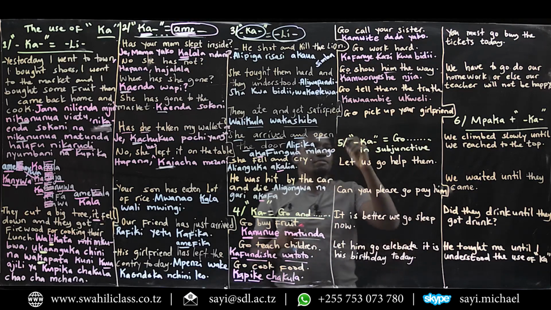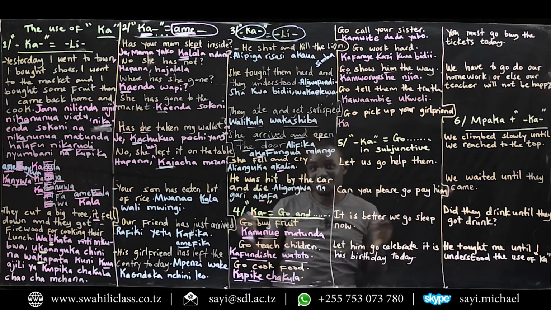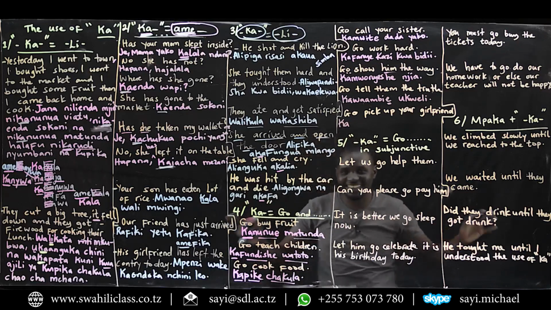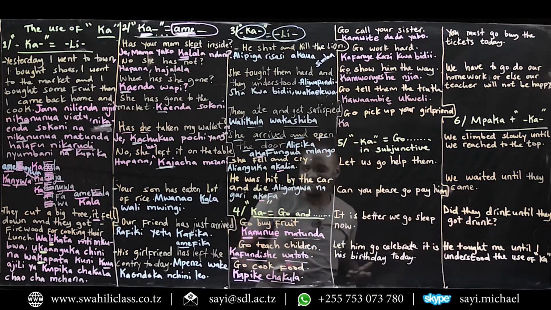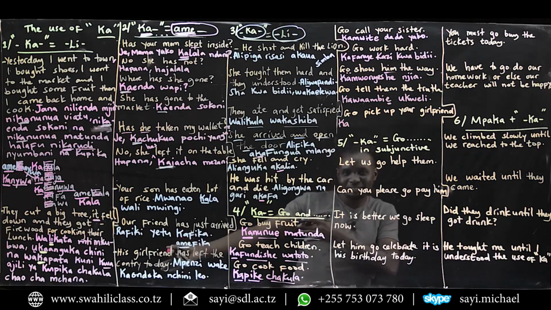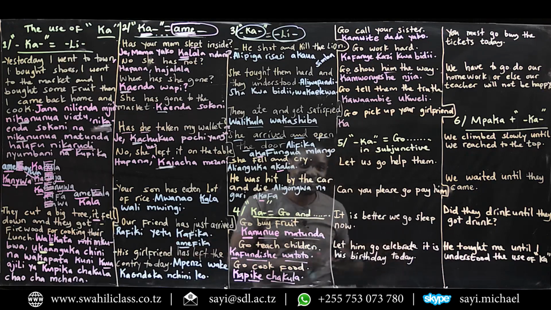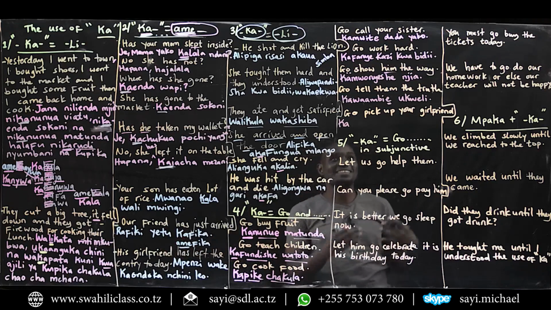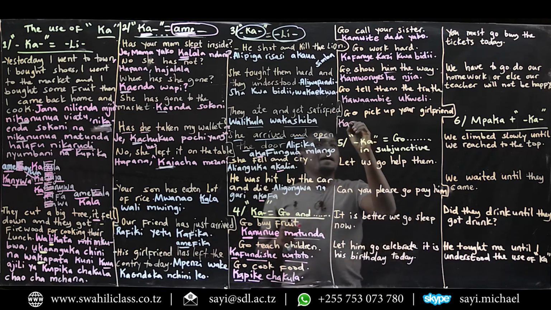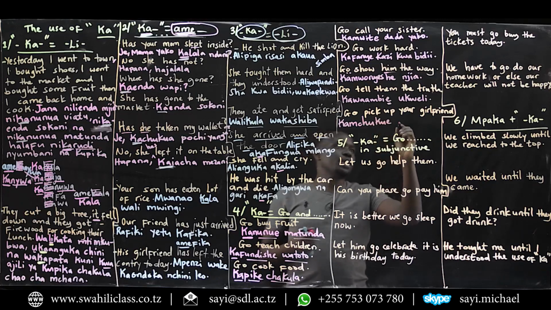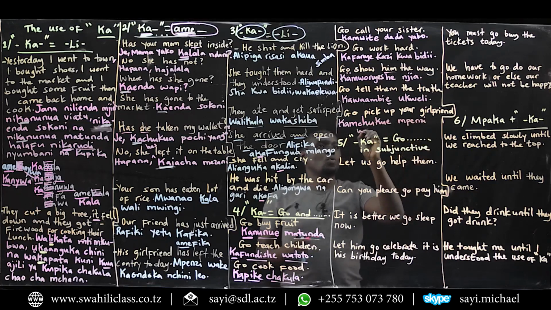Go pick up your girlfriend. Ka, go pick up your girlfriend, man. She's arriving. She left the country and today she's here. Go pick up your girlfriend, man. So, ka, mchukue, kamchukue. Kamchukue, mpenzi wako.